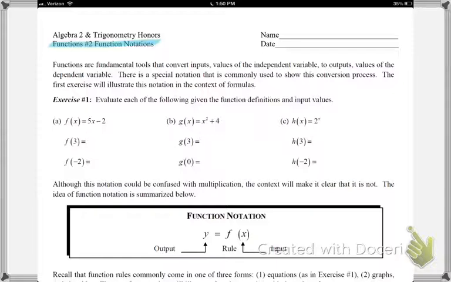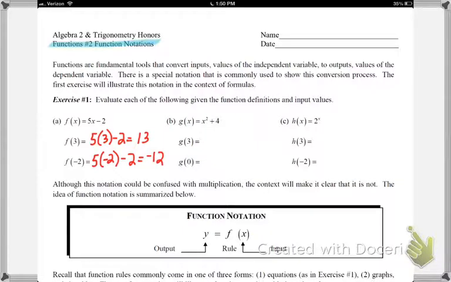So it's going to be 5 times 3 minus 2, that's 15 minus 2, equal 13. F of negative 2, 5 times negative 2 minus 2, that's negative 10 minus 2, negative 12.